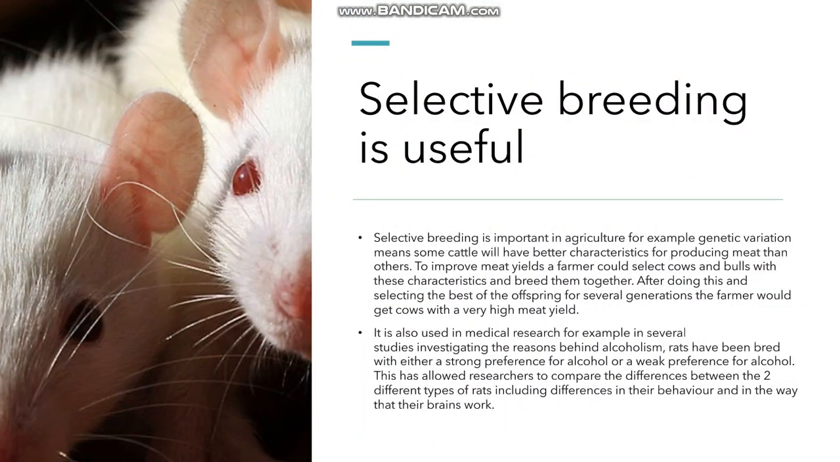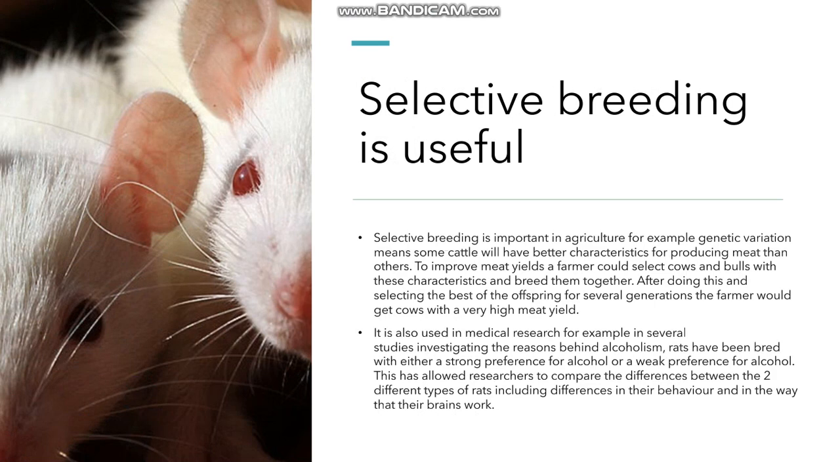Selective breeding is useful. Selective breeding is important in agriculture. For example, genetic variation means some cattle will have better characteristics for producing meat than others. To improve meat yields, a farmer could select cows and bulls with these characteristics and breed them together. After doing this and selecting the best of the offspring for several generations, the farmer would get cows with a very high meat yield.